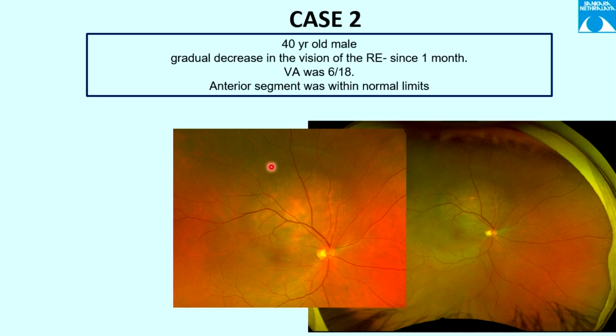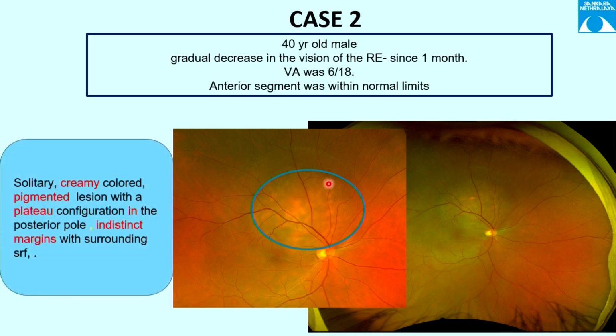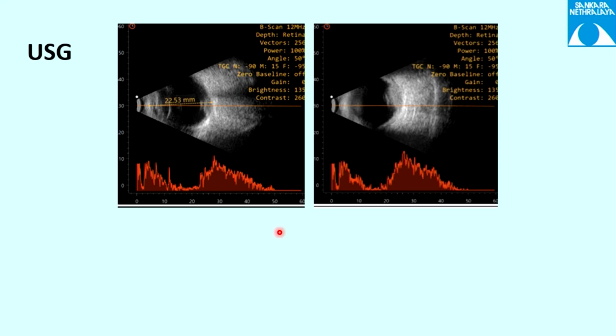So you can see this is the lesion, and surrounding it there is a pocket of subretinal fluid. This is a solitary, creamy colored, slightly pigmented lesion with a plateau-like configuration in the posterior pole with indistinct margins and surrounding subretinal fluid. Keeping this in mind, we just thought it to be a hemangioma because it was almost looking similar to choroid. We did a USG.